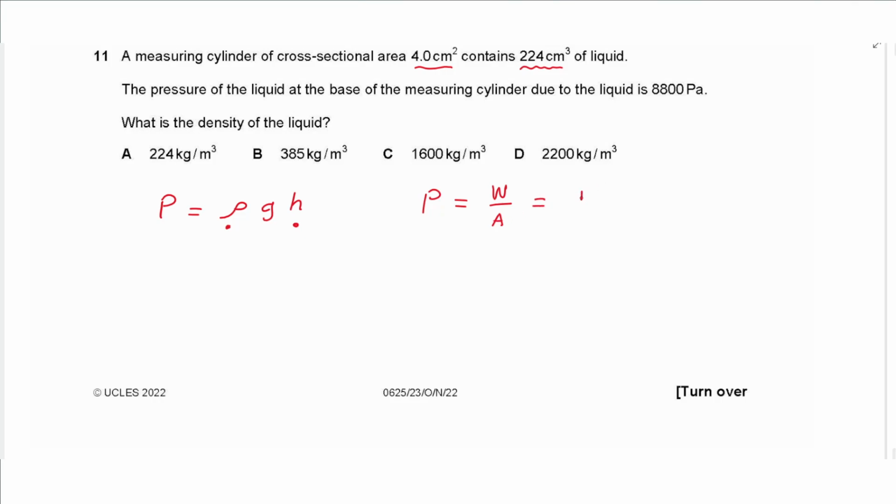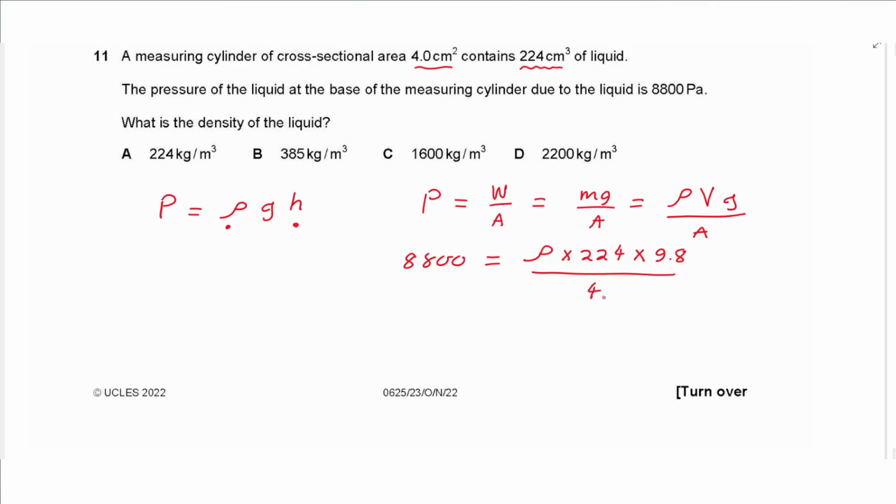We have here mg divided by area, and we can substitute m by density multiplied by volume, then g divided by area. So we have 8,800 Pascal is equal to the density unknown multiplied by the volume, which is 224, then by gravity acceleration, which is 9.8, over the area, which is 4 cm squared. Then we multiply by 4 on the other side, and we divide by this bracket on the other side.